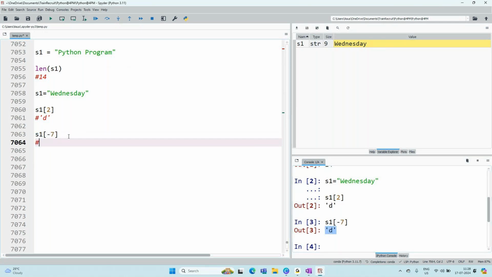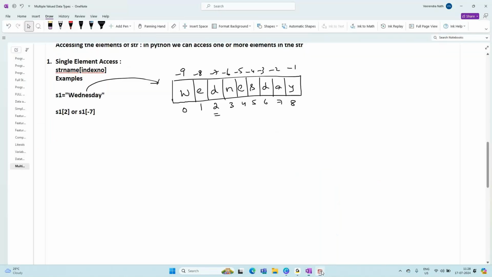But what we wanted was the first D. Now if you want the second D, what can I use? S1 of 6 or S1 of minus 3. That's it. Okay. Now it's time for questions. Get the first element. S1 of 0. Very good.